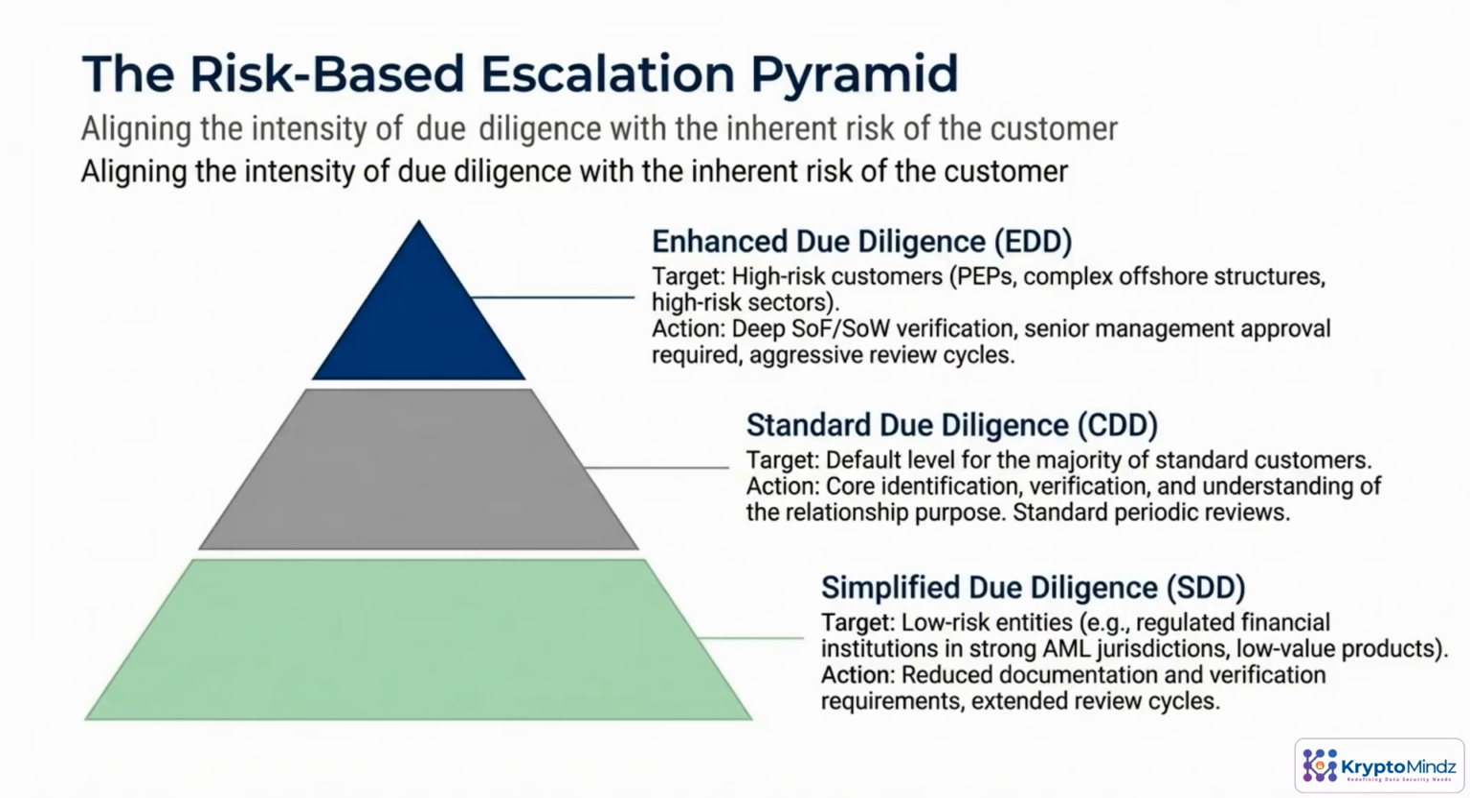Risk-based due diligence is about matching your effort to the level of risk. At the base, simplified due diligence applies to clearly low-risk relationships, such as well-regulated banks in strong AML jurisdictions or very low-value products. Here, you streamline documentation and review them less often. Most customers fall under standard due diligence. You verify identity, beneficial ownership, and the purpose of the relationship, then review on a normal cycle. Enhanced due diligence is reserved for genuinely high-risk cases. You go deeper on source of funds and source of wealth, obtain senior approval, and monitor activity much more intensively.